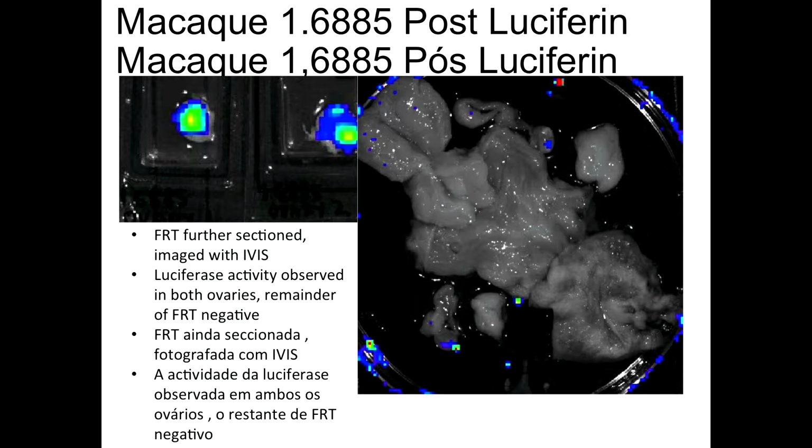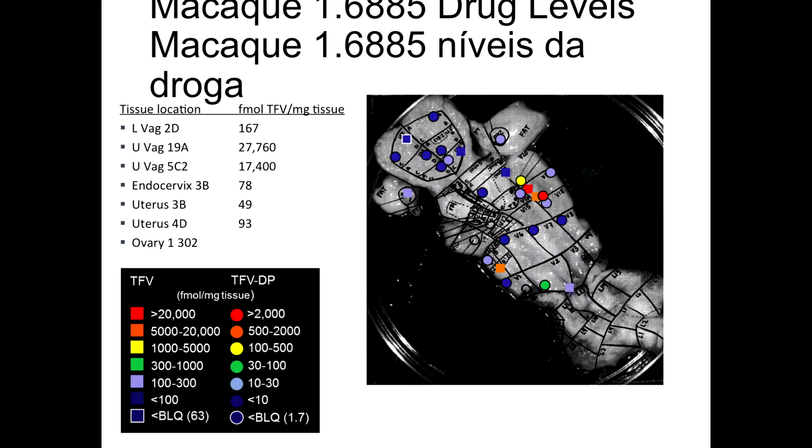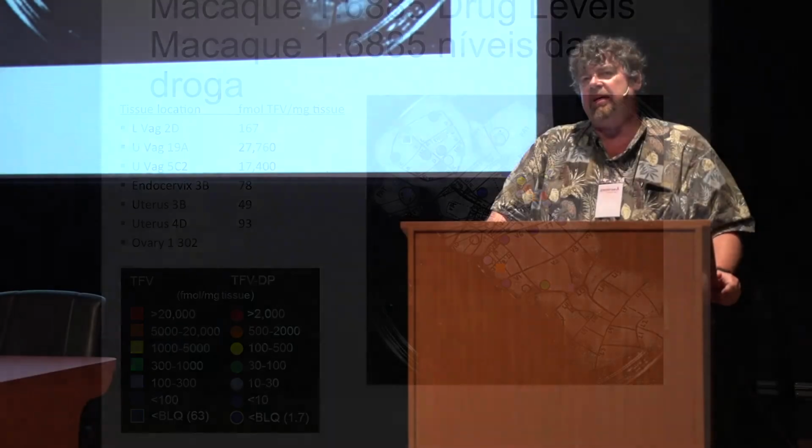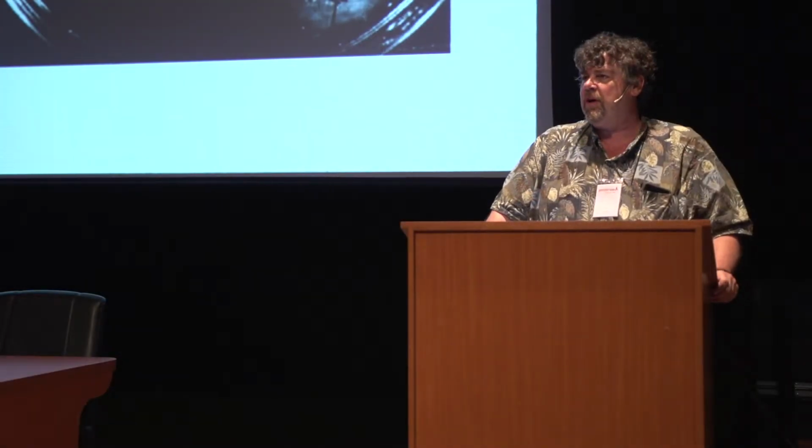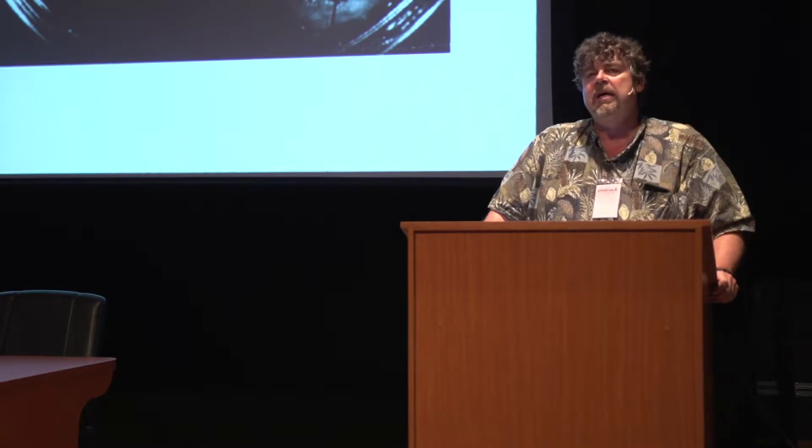What's neat is we can take the same piece of tissue and extract pieces of tissue and determine very carefully the drug levels that are present. And what you can see here is near the cervix, where the ring is located, you have fairly high levels of drugs. But as you go into the upper reproductive tract, there are very low levels of drugs. So this is consistent with the idea that you can have low levels of infection locally.